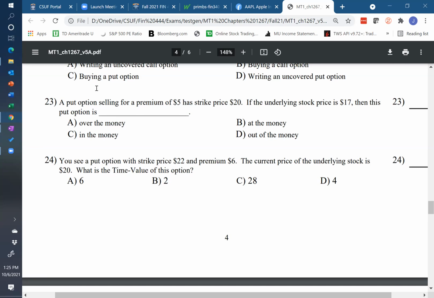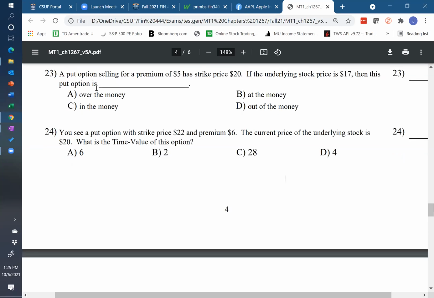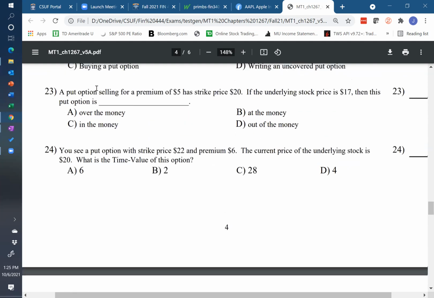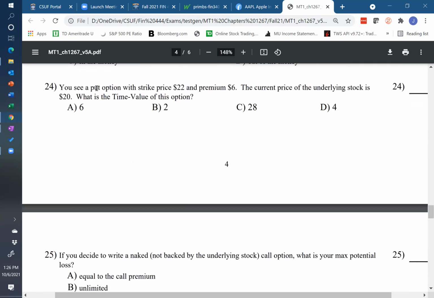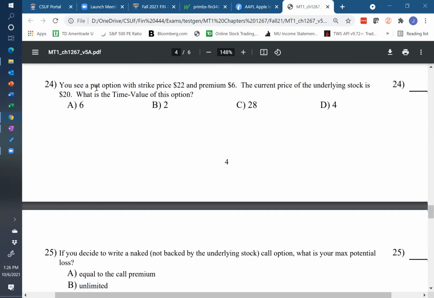In the money, in the money, the strike is above the current price. Doesn't matter. All right, you see a put option with a strike price of 22 and a premium of 6.